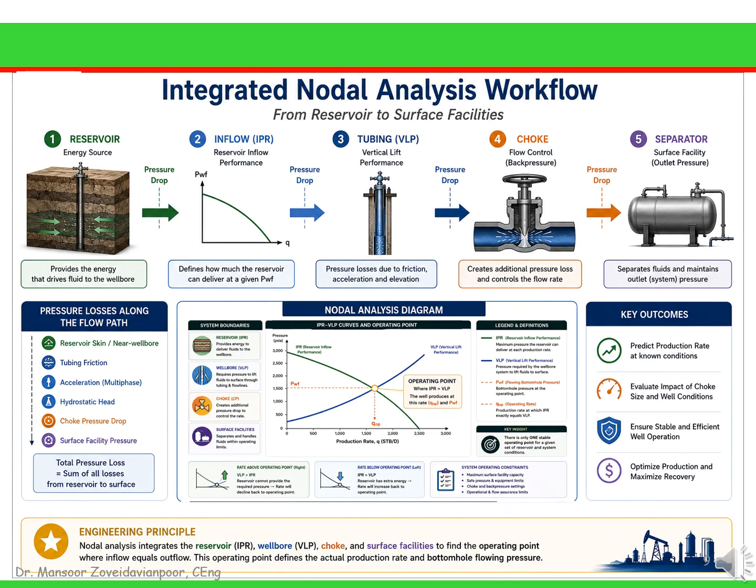Instead of relying on experience or intuition alone, they make decisions based on physics. If there is one lesson to remember from this chapter, it is this: wells are never optimized one component at a time. They are optimized as complete production systems. The best production engineers don't ask, "How can I change this component?" They ask, "What is the bottleneck, and which change will move the operating point the furthest with the least cost and risk?" Answer that question correctly, and you've mastered the foundation of nodal analysis.